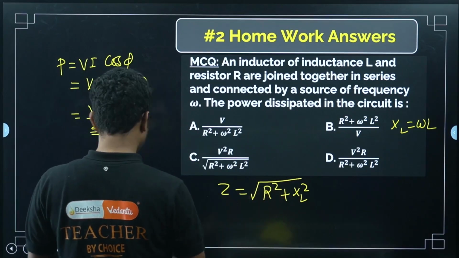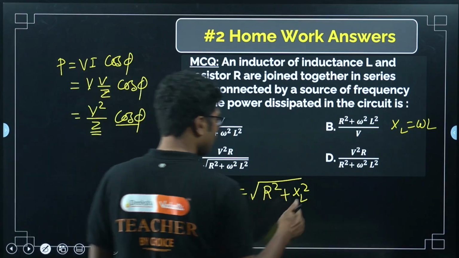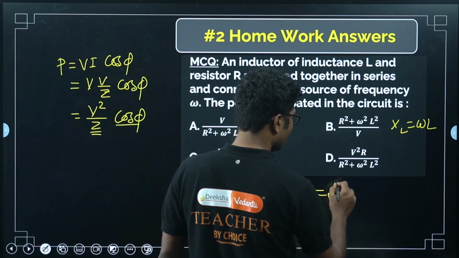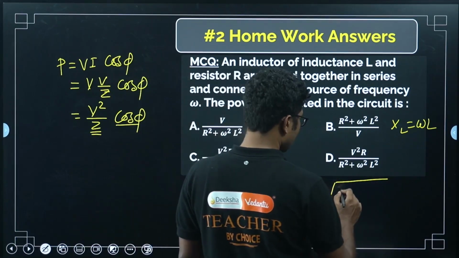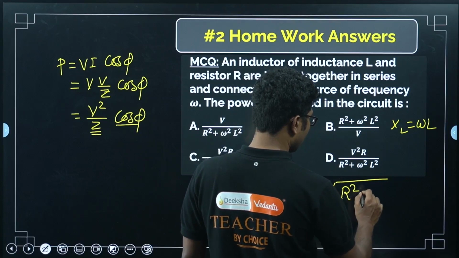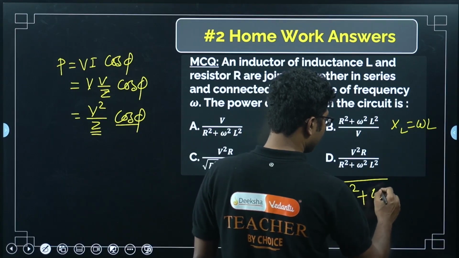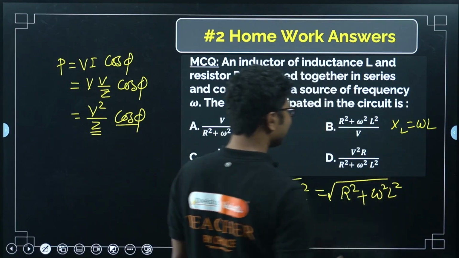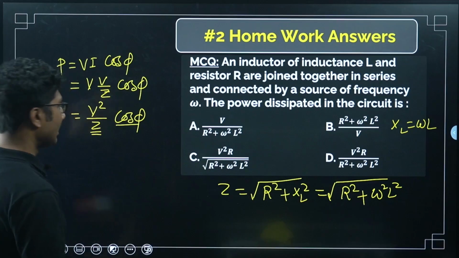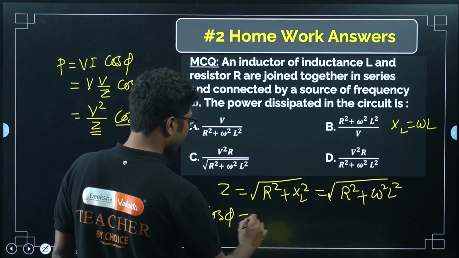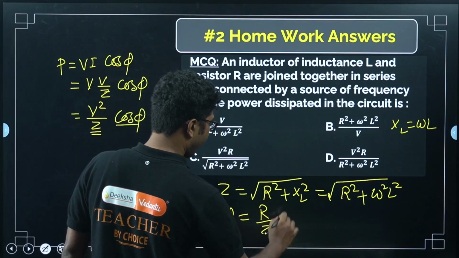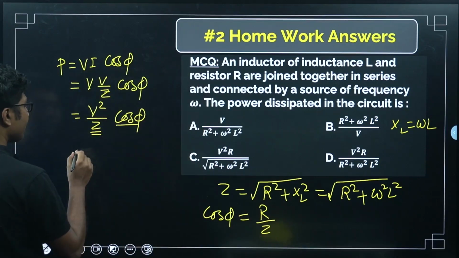I hope this is having a good revision. So that's why I always solve the problems in our next classes. So Z is the square root of R square plus omega square L square, right? This is the value of Z. Now cos phi is R by Z. Okay, so let's put these values.